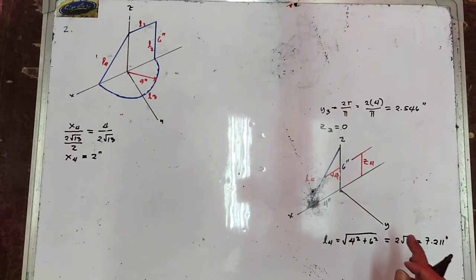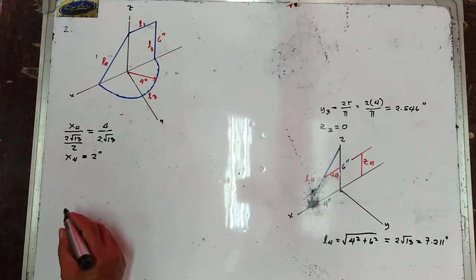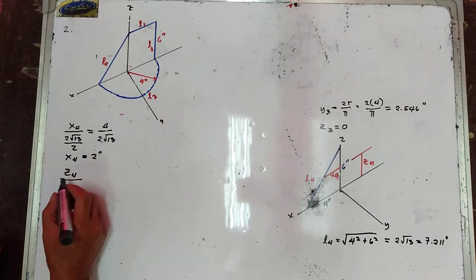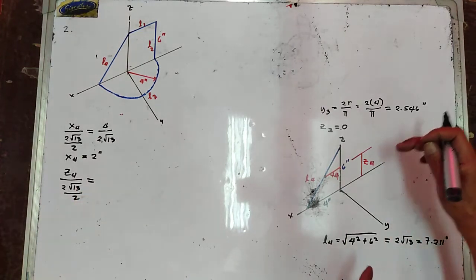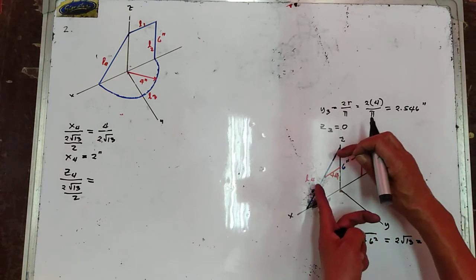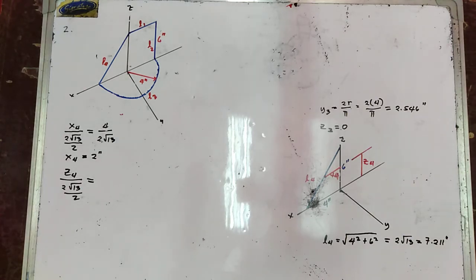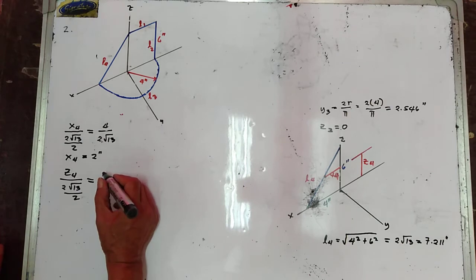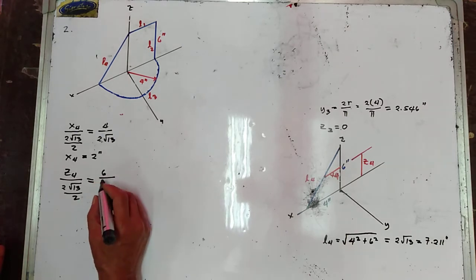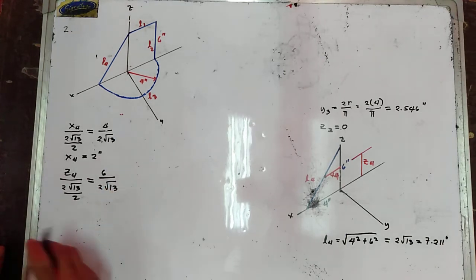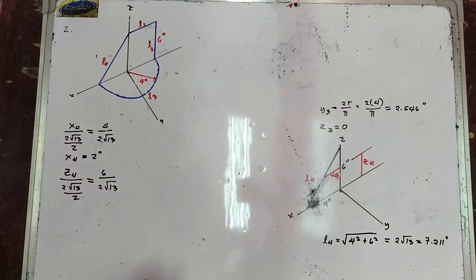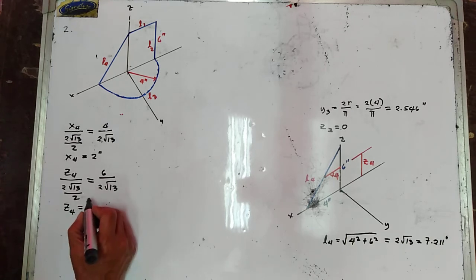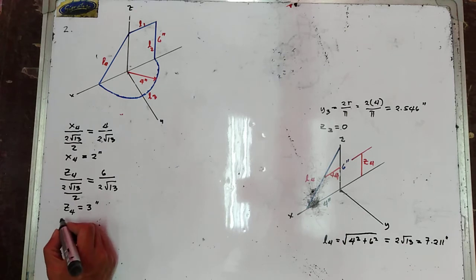So your x of 4 is now equal to 2 inches. Now similarly, your z of 4 is to 2 the square root of 13 all over 2. So this is now your z of 4 is now equal to 2 the square root of 13 all over 4, all over 2, and this is therefore equal to 6 all over 2 the square root of 13. Hence, your z of 4 is now equal to 3 inches.